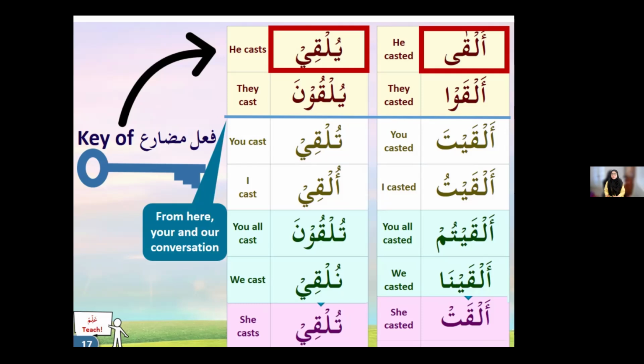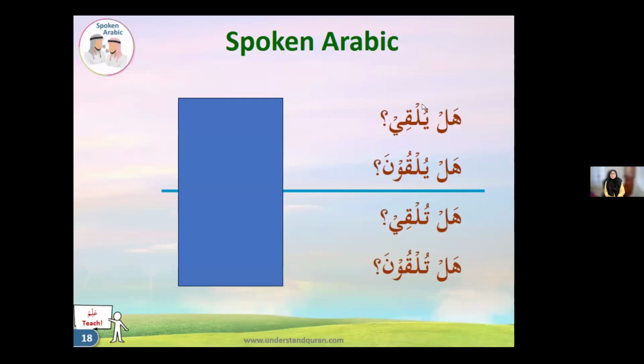Now we have seen what we have learned in Madi and Mudare. In Madi we've learned that Alqa becomes Alqaw. And in the Mudare, Alqa is the Madi, Mudare will become Yulqi. Alqa, Yulqi. And if you make this into plural, Yulquna. So this part you should remember. When you remember this part, then the rest are easy for us.